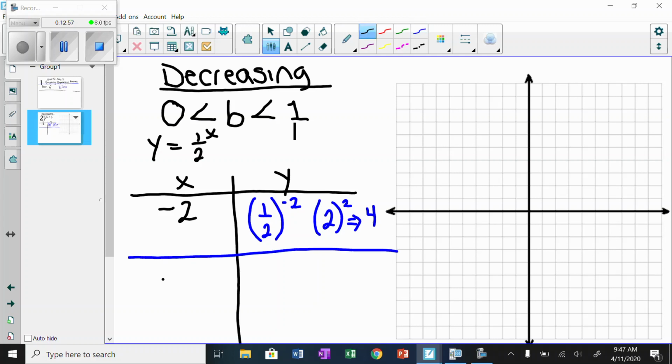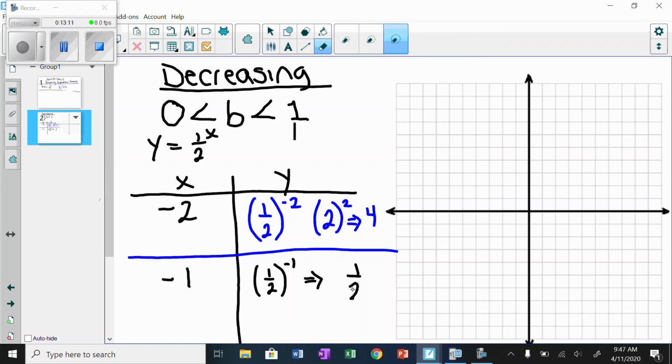We're going to have -1. So we have a half raised to the -1st power, which is just a half. I'm sorry, which is just 2. -1st power, we're switching it.